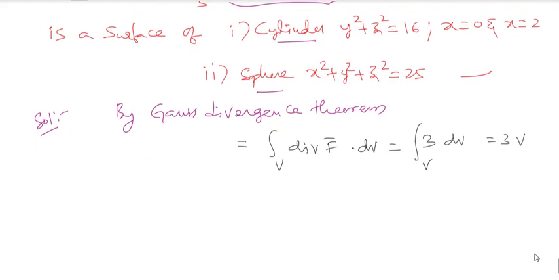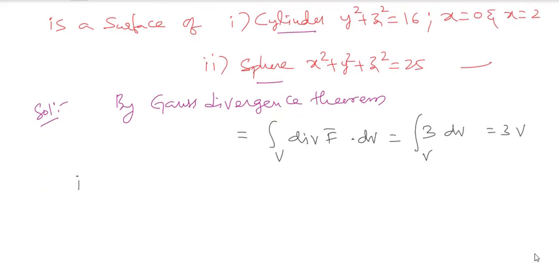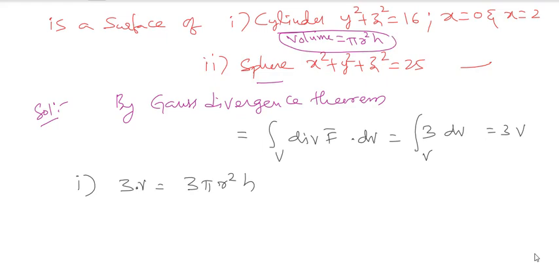For each one, if you calculate, it is simple. For the first one, the cylinder, what is the volume of your cylinder? You know the cylinder volume will be pi r square, and it is multiplied by 3. Volume of cylinder will be pi r square h. Similarly, volume of a sphere is 4 by 3 pi r cube. Volume of sphere, directly I am substituting it.